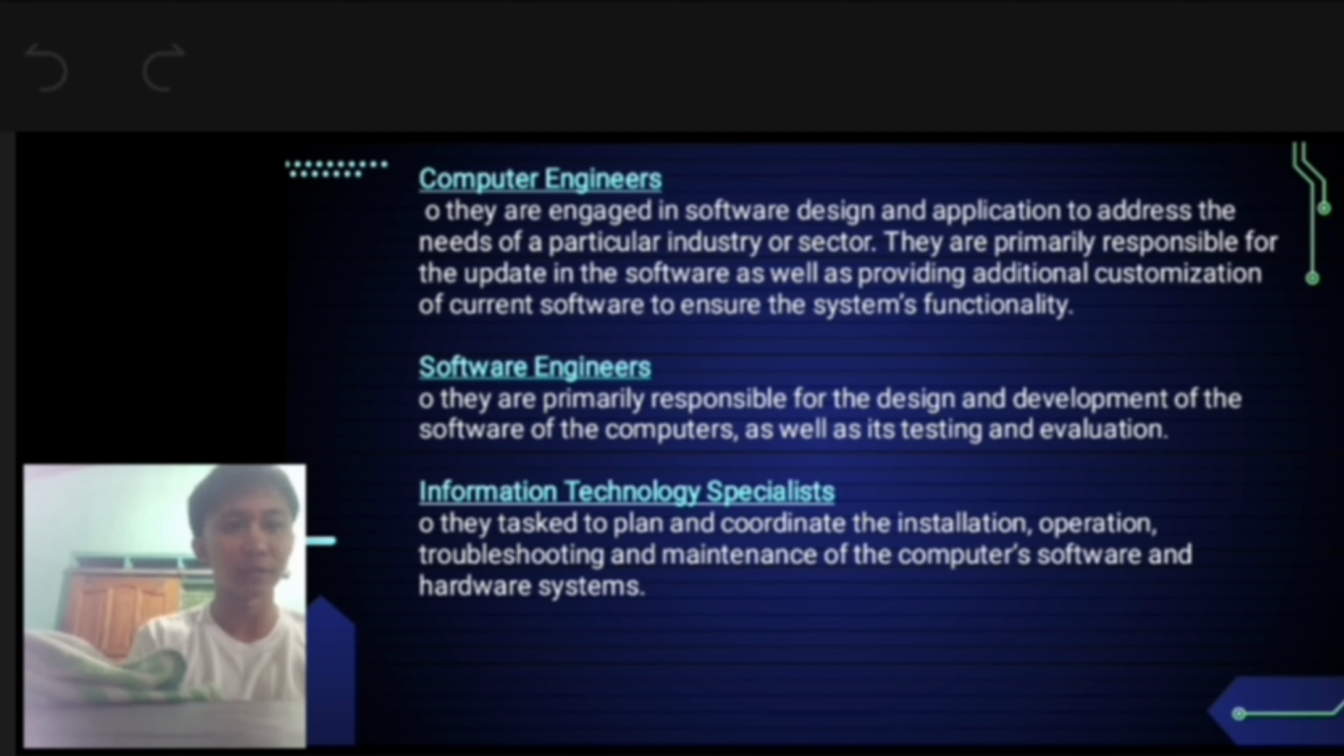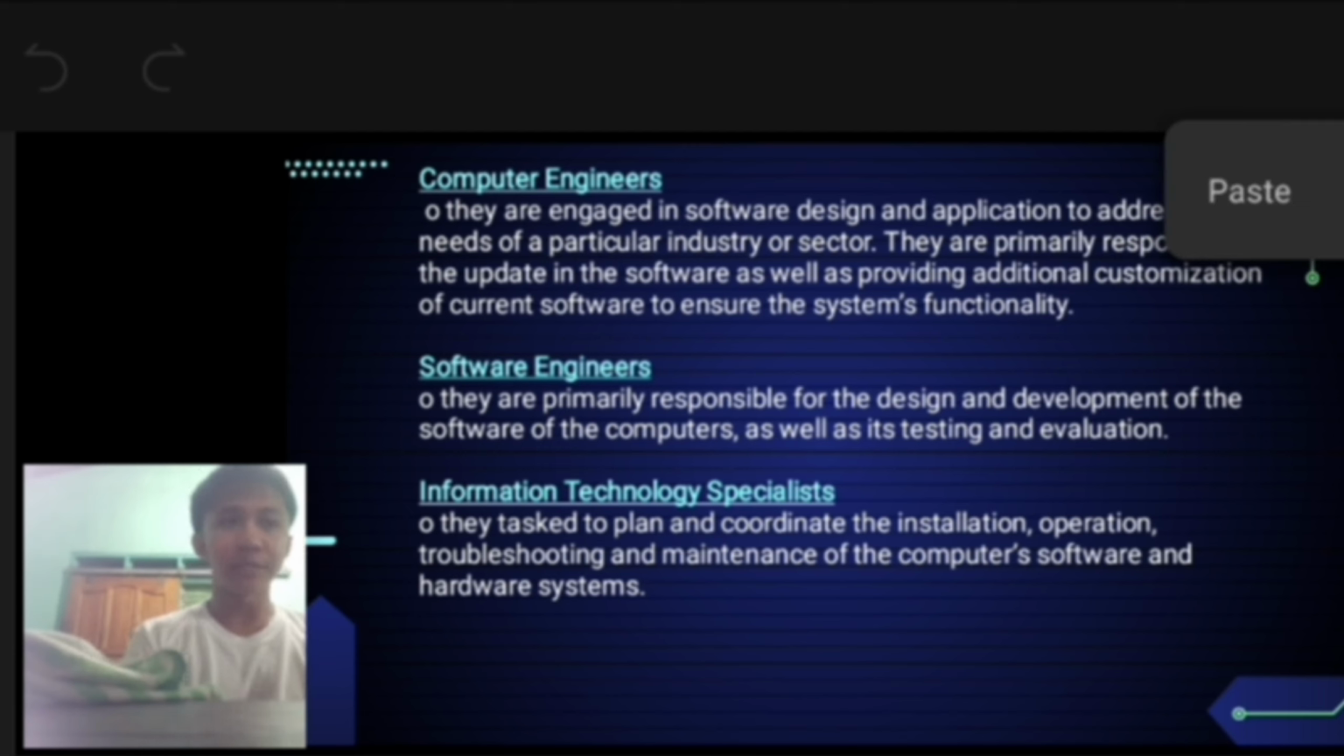Software engineers are primarily responsible for the design and development of the software of computers as well as its testing and evaluation. They are largely in charge of creating, testing, and evaluating the computer software as well as its design and development.